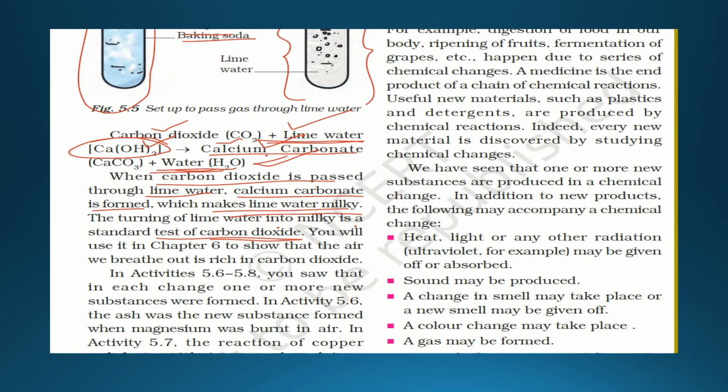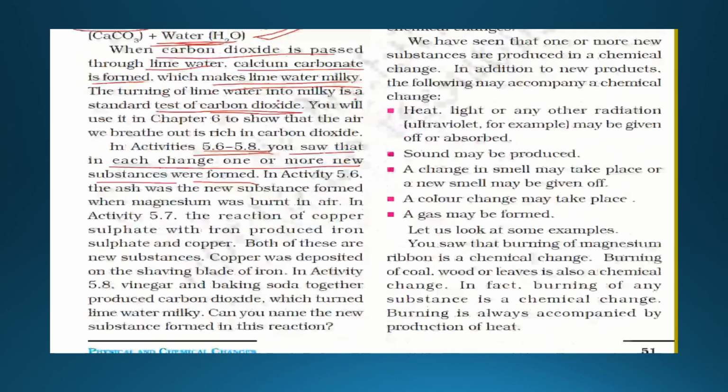In activities 5.6 to 5.8, you saw that in each change one or more new substances were formed. In activity 5.6, the ash was a new substance from the burning of magnesium ribbon. I think you remember we did that in the previous part of the lesson. Please go through that video. When we burnt a piece of magnesium ribbon, the ash formed was a new substance, magnesium oxide, and not the magnesium ribbon itself.